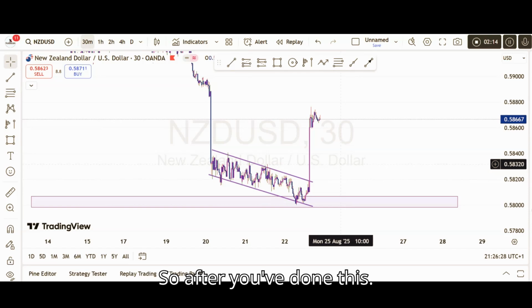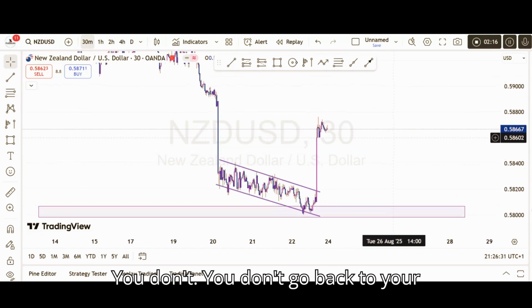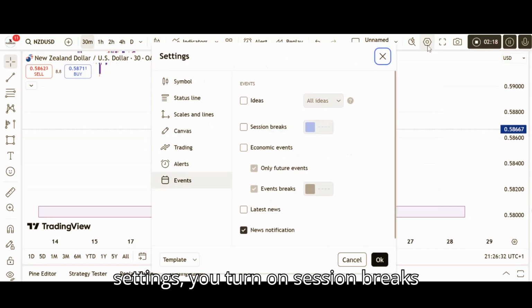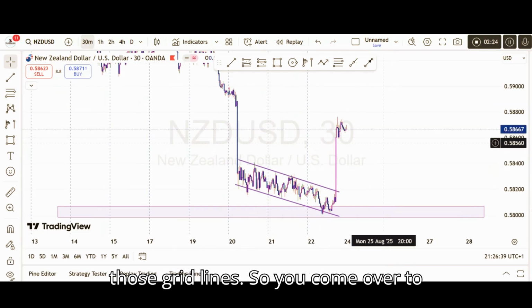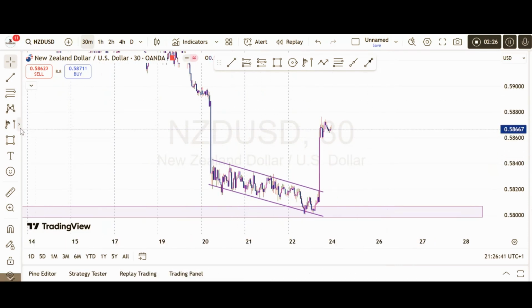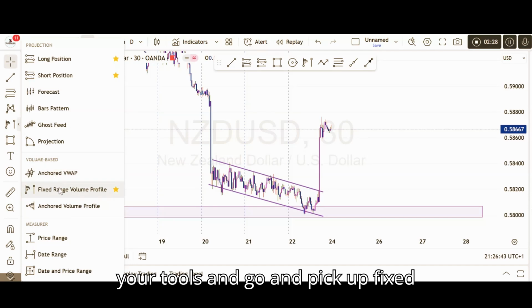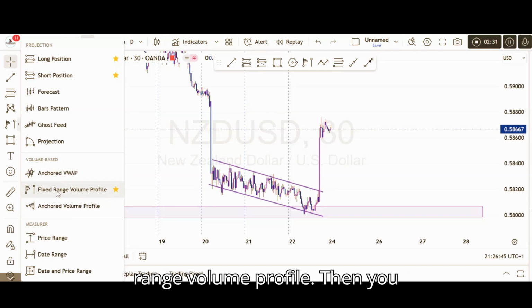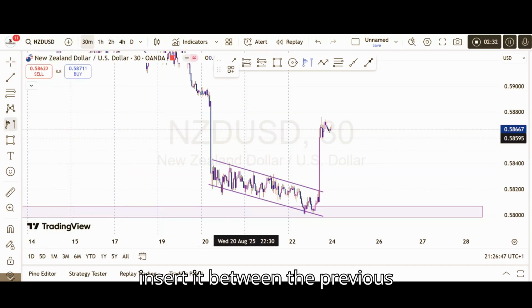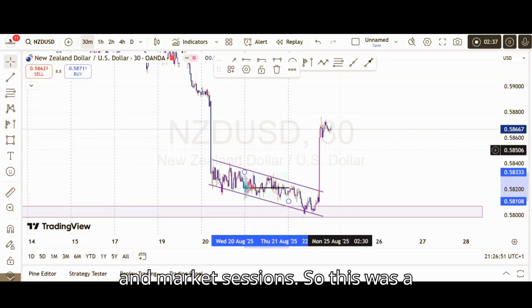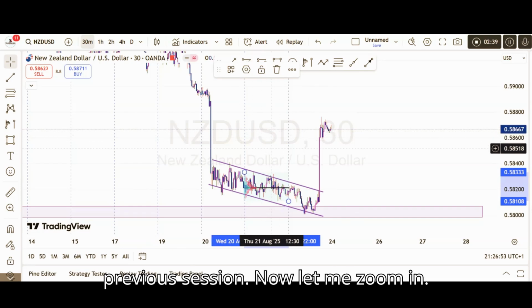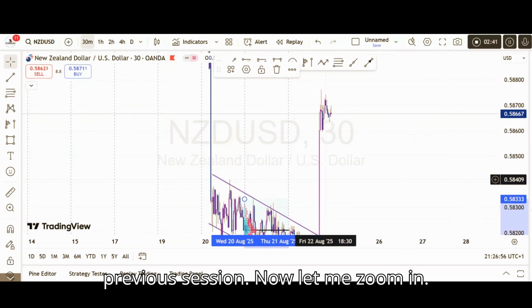After you've done this, you go back to your settings and turn on session breaks, and that's okay. Now you're going to see those grid lines. Then you come over to your tools and pick up the fixed range volume profile, and you insert it between the previous market sessions. So this was a previous session. Now let me zoom in well.